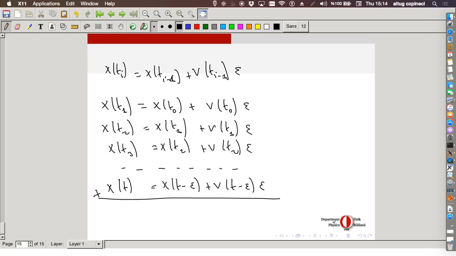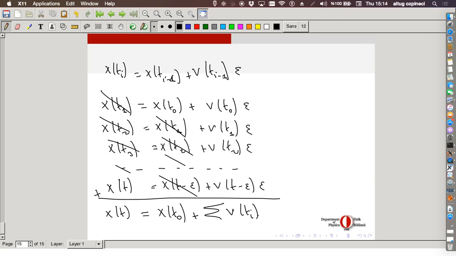Well, you see, on the left-hand side, I will have x of t1. On the right-hand side, I will have x of t1. They will cancel. On the left-hand side, I have x of t2. On the right-hand side, I have x of t2. This will cancel this one. This will be canceled by this one. So I end up having x of t is equal to x of t0. Now this still remains over here, plus the sum of v of ti times epsilon. Of course, ti starts from t0 up to t minus epsilon.